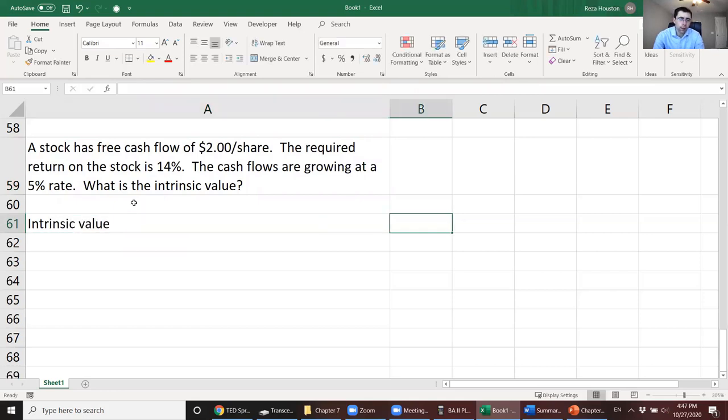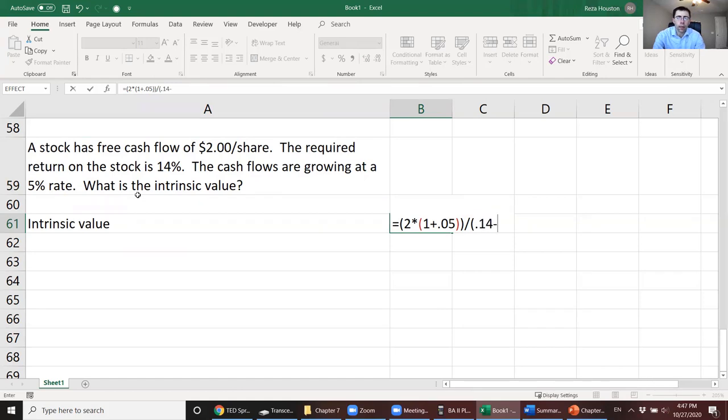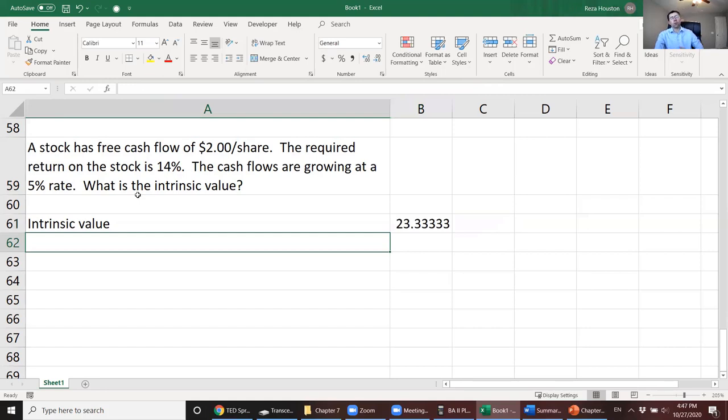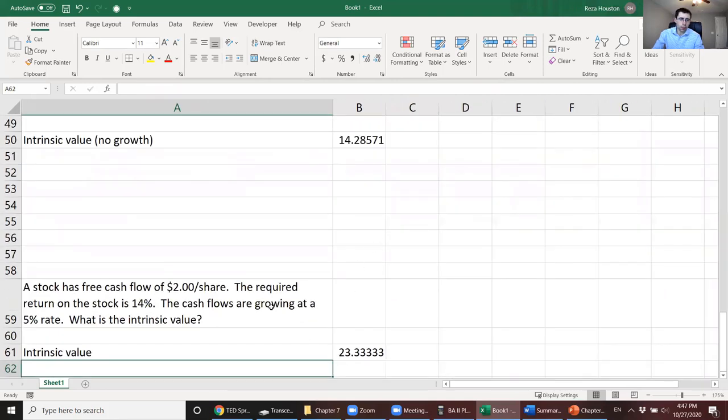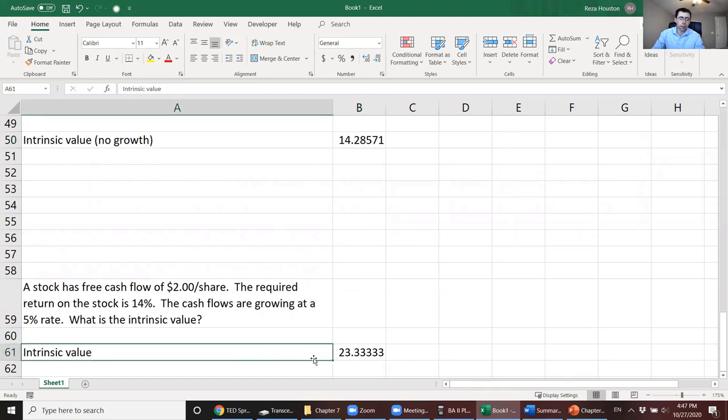Okay, so our intrinsic value in this case, where we have constantly growing cash flows, is going to be our dividend today, so $2, times 1 plus our growth rate, 0.05, divided by our discount rate of 0.14 minus our growth rate. And so when we have growing cash flows, our intrinsic value is $23.33. And notice that when we had no growth, it was only $14.29. So obviously, it's valuable when we see the cash flows growing.